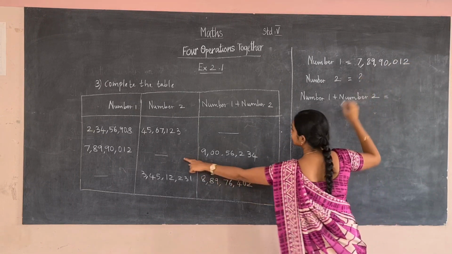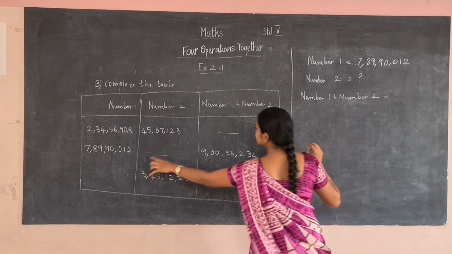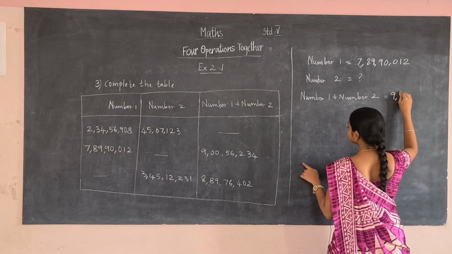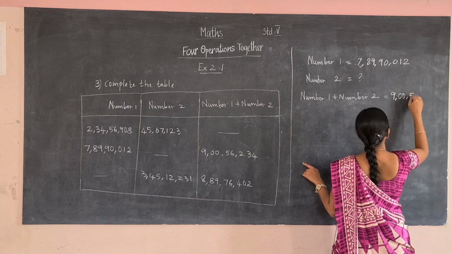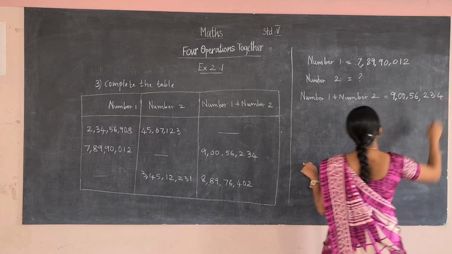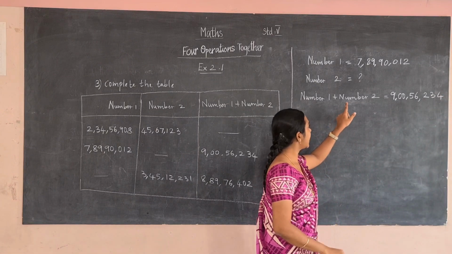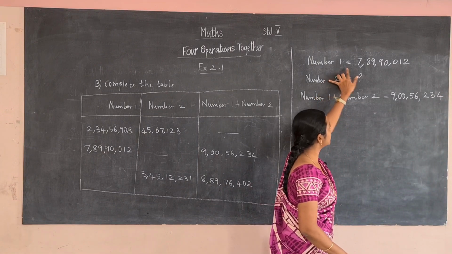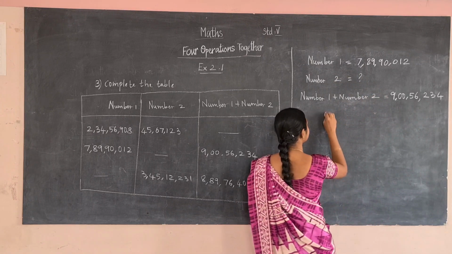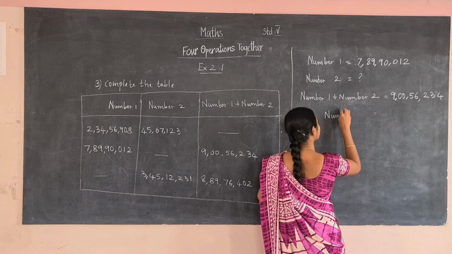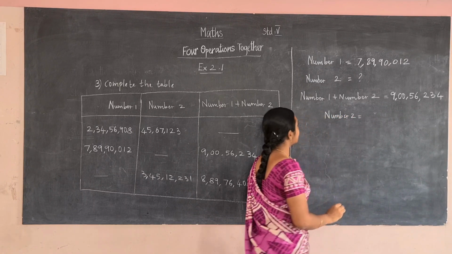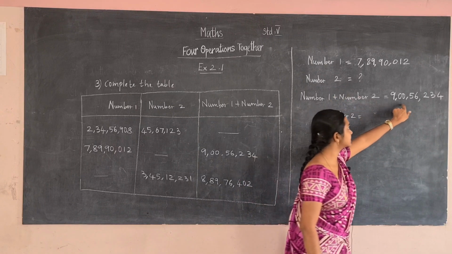Number 2 is not given. Number 1 plus number 2, that answer is given. See here, you have to add number 2 to number 1 to get this number. So, to find number 2, you have to subtract number 1 from this number.